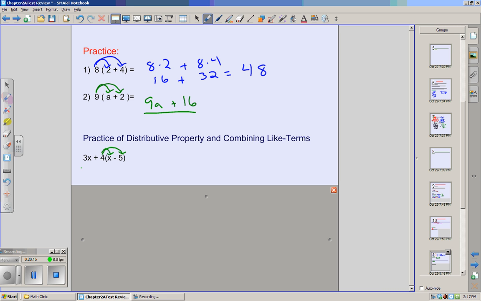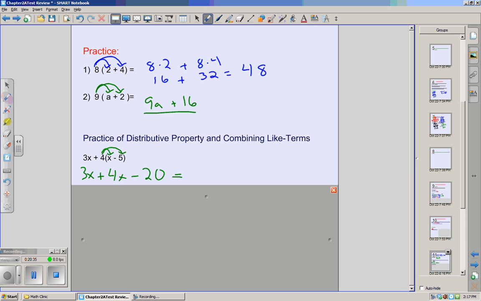So I have 3x. I can't do anything with that 3x yet. It's just by itself out there. Next, I have 4 times x. 4 times x gives me 4x. And I have a 4 times a negative 5, which gives me negative 20 or minus 20, whichever way you'd like to look at that.